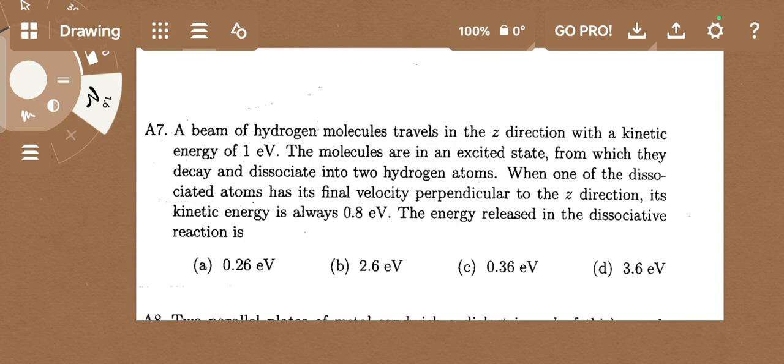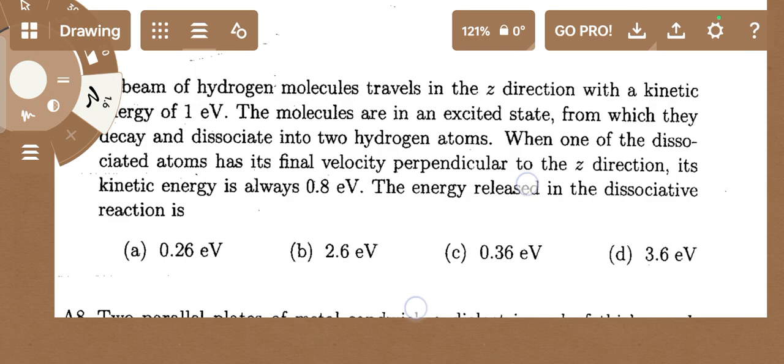and the final velocity is perpendicular to the z direction, so its kinetic energy is always 0.8 electron volt. The energy released in this dissociative reaction is what? So to find the energy released, right? Now this is to solve.